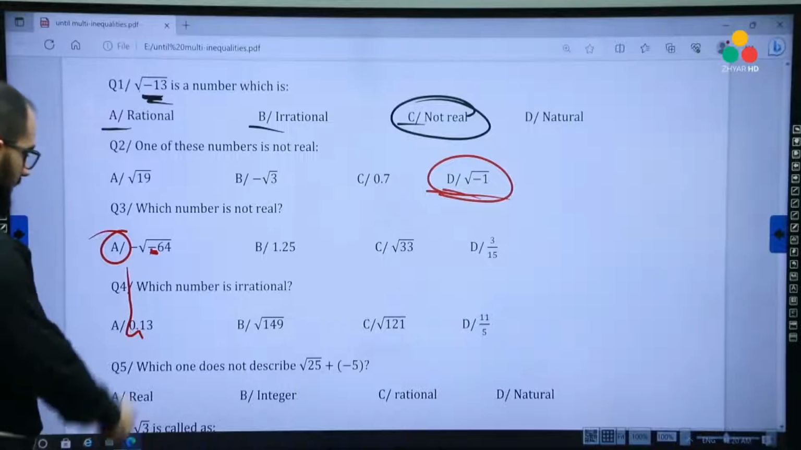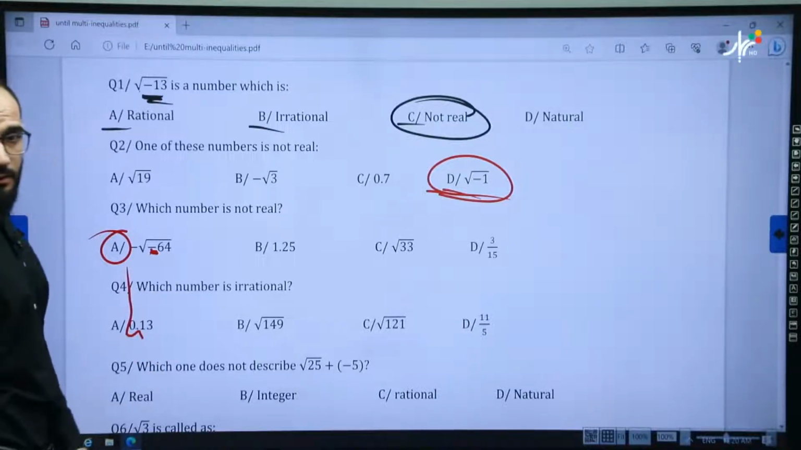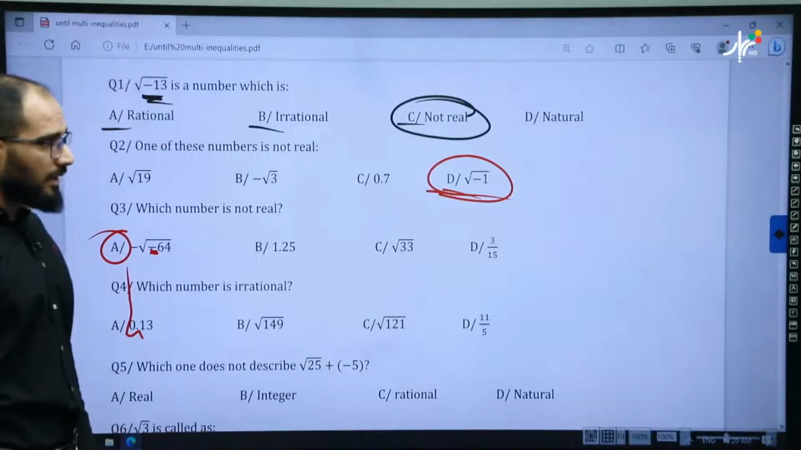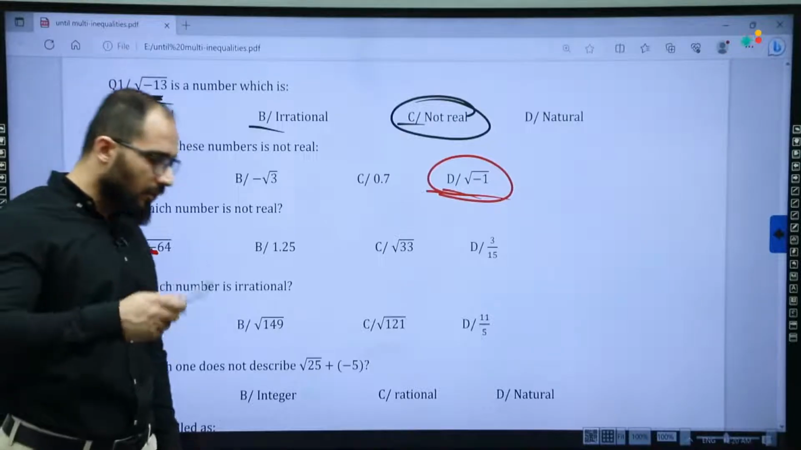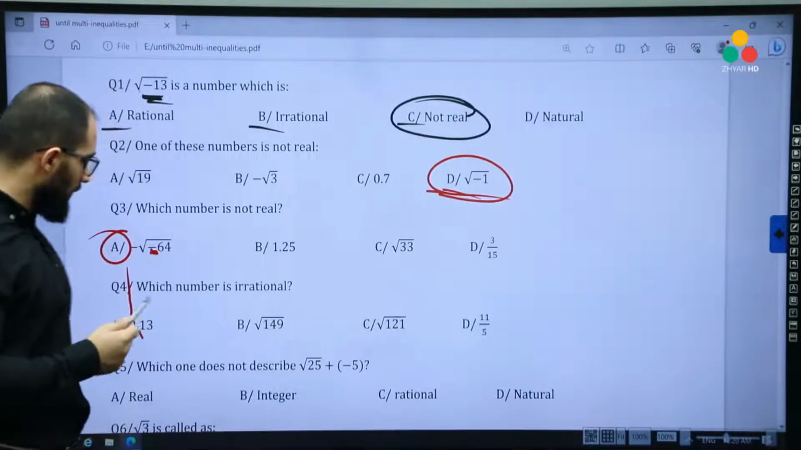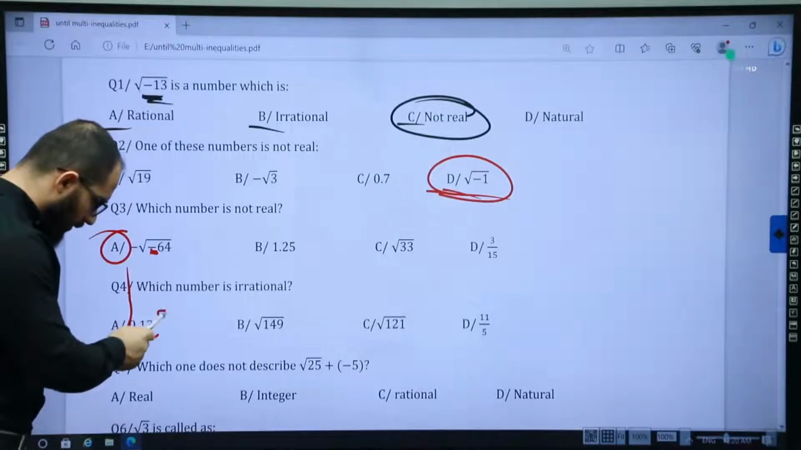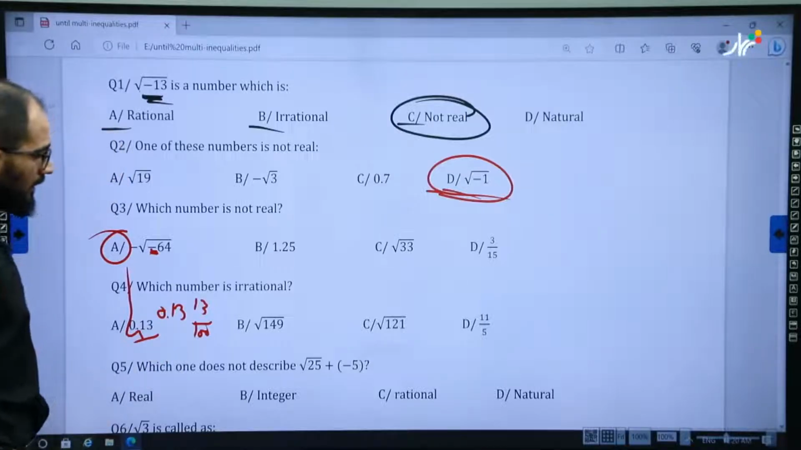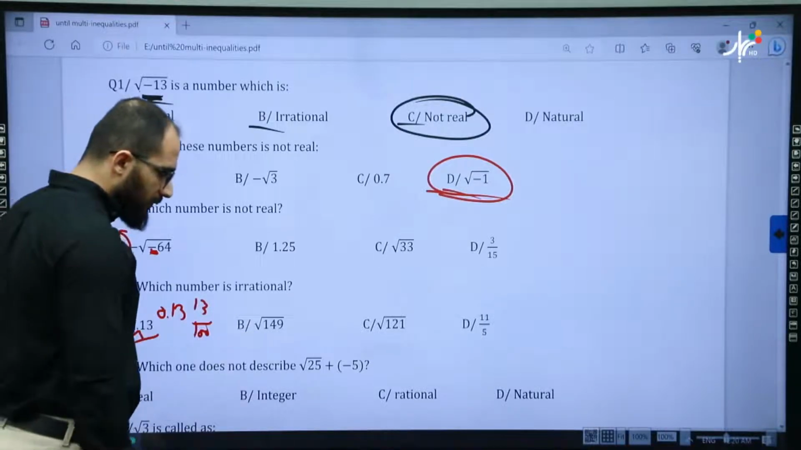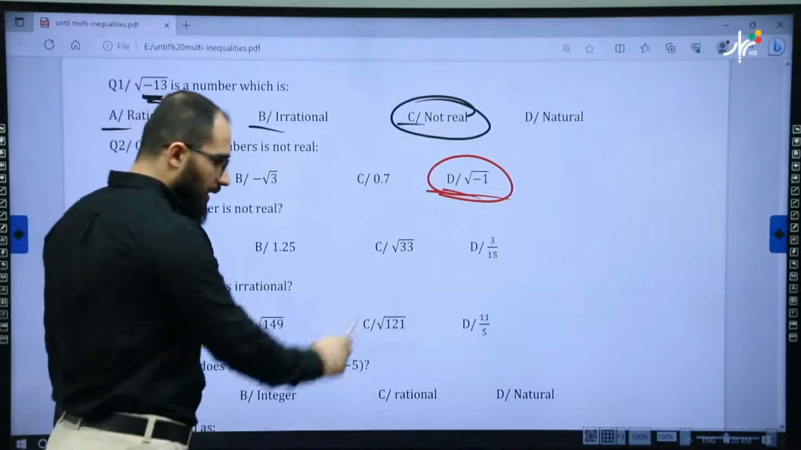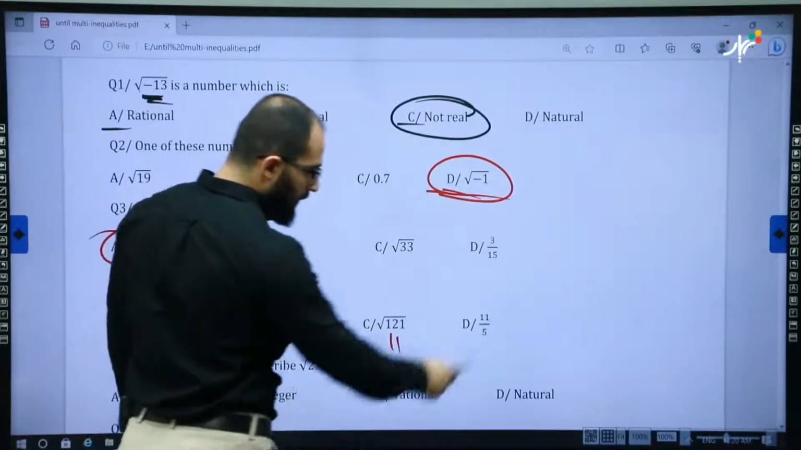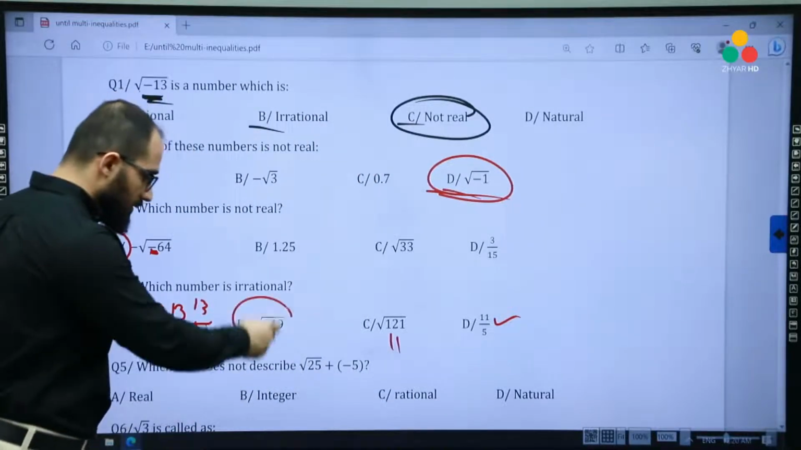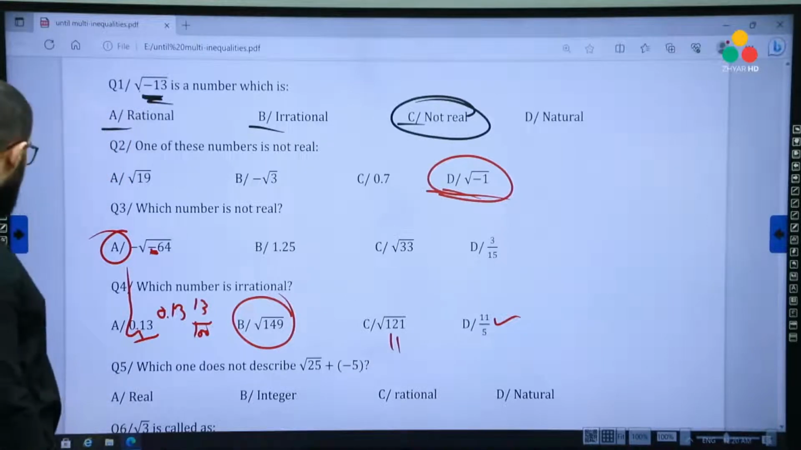And question 4, which number is irrational? If you remember the definition of irrational, we said that an irrational number is the square root of non-perfect squares. Okay, let's check. This one is a decimal number, 0.13. It is 13/100, it is rational. The square root of 121 is 11, and this one is rational. So the only choice that's left is B. So the square root of 149 is irrational.